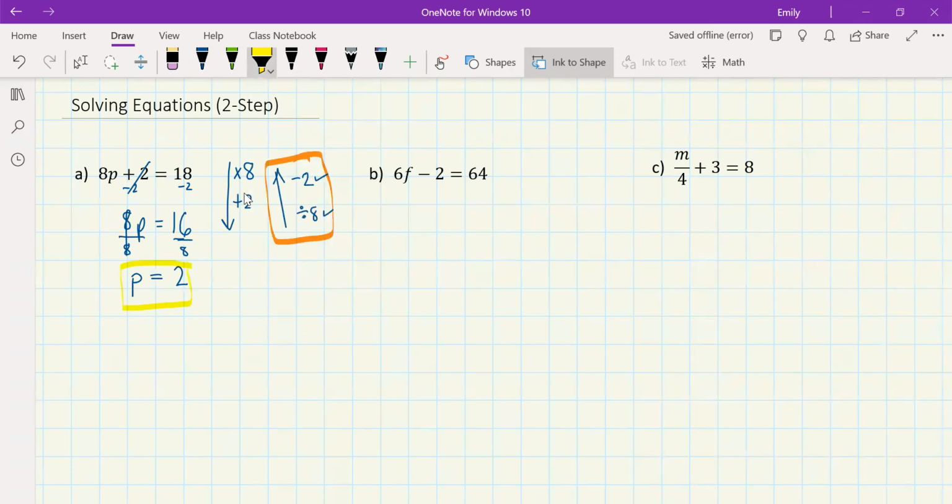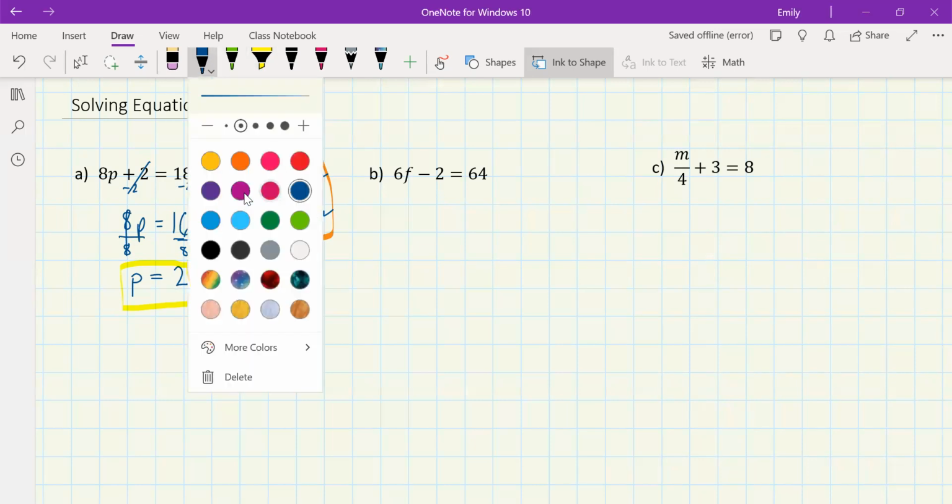P equals 2. And we can check if it's right by going back up here. 8 times 2 plus 2. 8 times 2 gives me 16 plus 2 gives me 18, which is the answer. So we know that it worked. We got the right thing. Okay, let's go here and have a look at the next question.